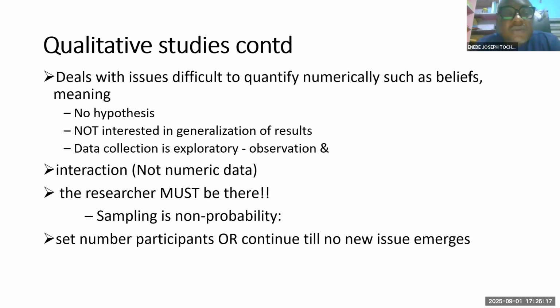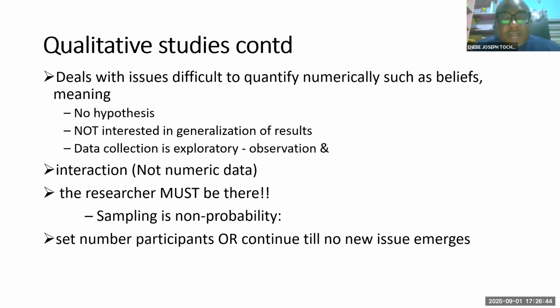Now, it deals with issues that are difficult to quantify numerically, for example, beliefs. Meaning that there is no what? No hypothesis. So at the beginning of a qualitative research, no hypothesis. For example, if you are writing that as your dissertation, remember, you shouldn't put a hypothesis there. Now, it's not interested in generalizing the results. So you want to find out about a particular topic, what is known about this.